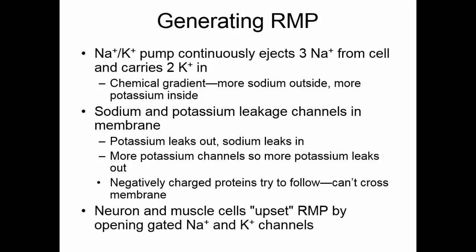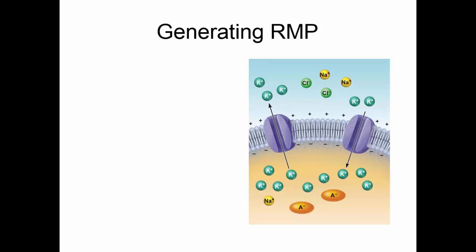Neuron cells and muscle cells can upset the resting membrane potential by opening gated sodium and potassium channels, and then we have something called an action potential. This does not happen very often, but it is a way for cells to send an electrical charge from one cell to another.